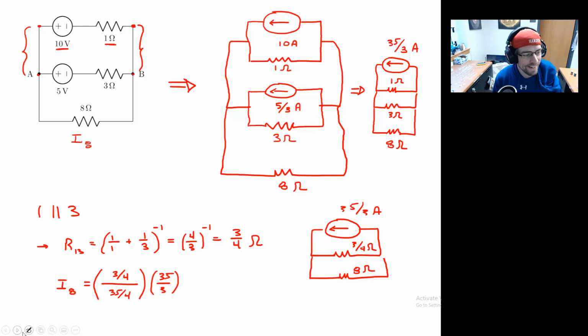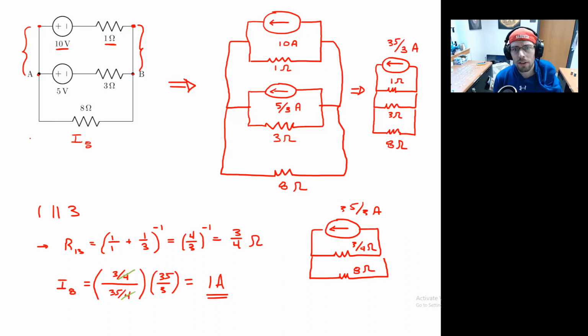You see it, right? You say, oh, goody, goody, Greg. The 4 cancels the 4. And so I have 3/35 times 35/3. And so at the very end of the day, I end up with 1 amp, which we already knew from our previous stuff. So we have 1 amp of current flowing through the 8 ohm resistor.